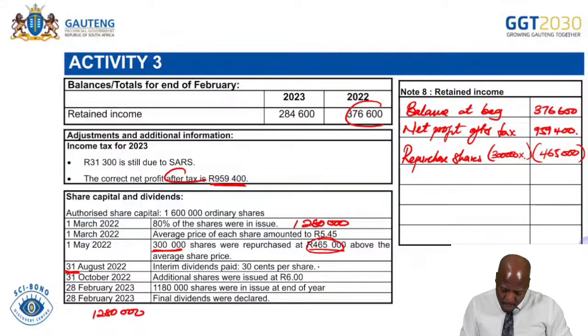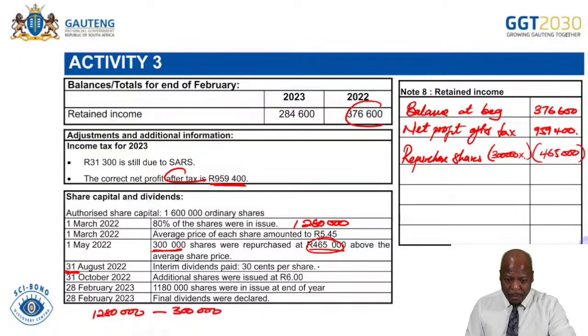So you say 1,280,000 shares, and then the next thing that happens is that shares were repurchased. They say 300,000 shares were repurchased at 465 above the average price. All right, so these shares were repurchased above the average price. So we're going to come here and say 1,280,000, then show the amount that was repurchased. That is what? 300,000 shares. So once you have that one that was repurchased, you now say, how much do we then get as the remaining shares?